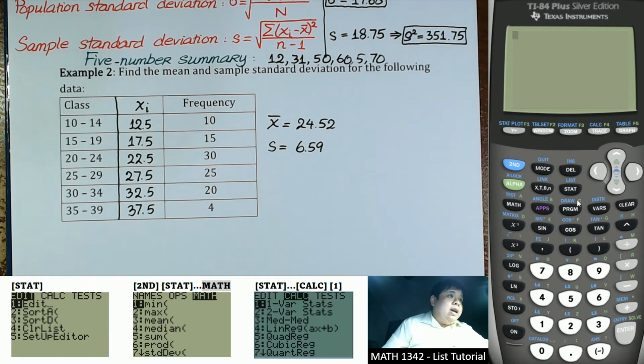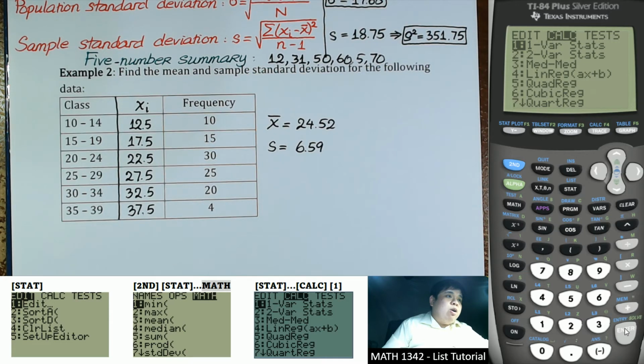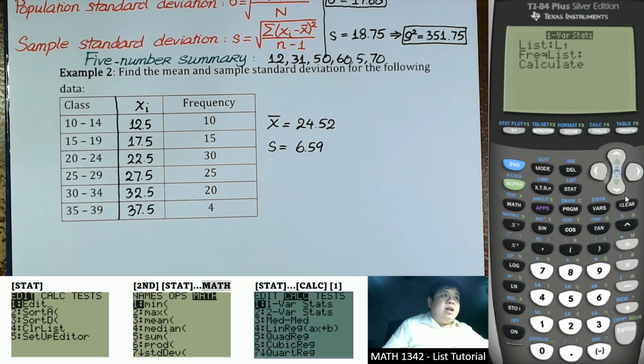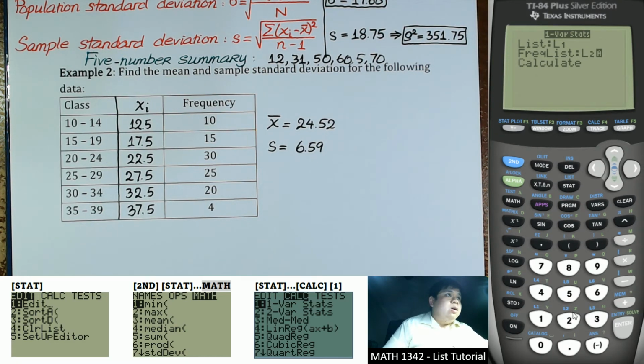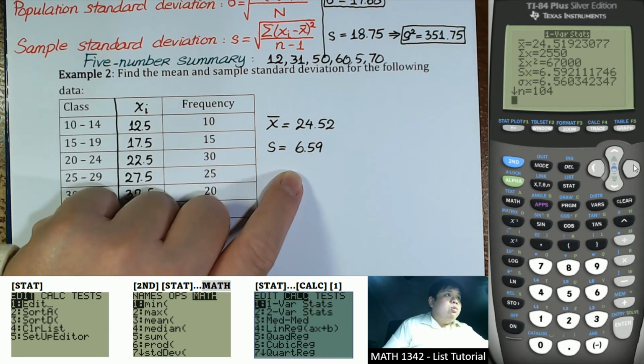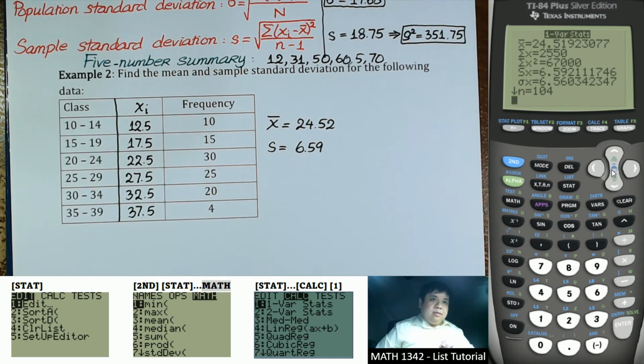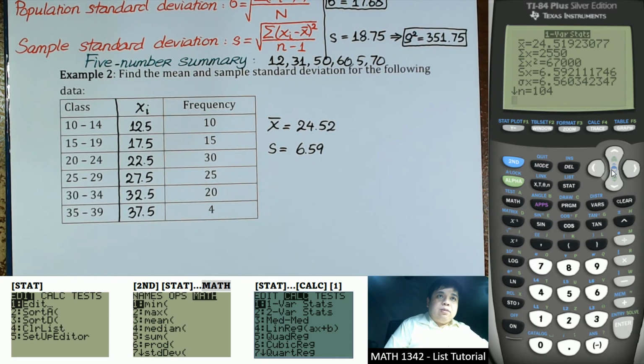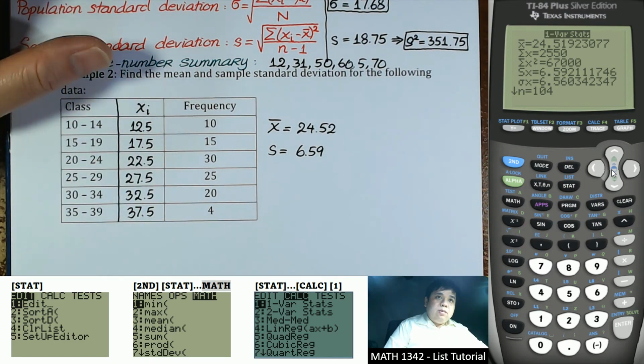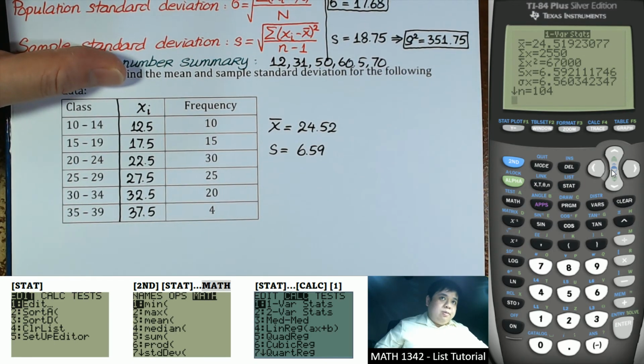Right. Now stat, calculate, one variable statistic. The list is the values from L1 and the frequency is from L2. And then just go down and calculate, and we should have the same thing.